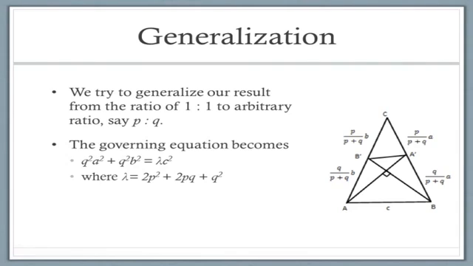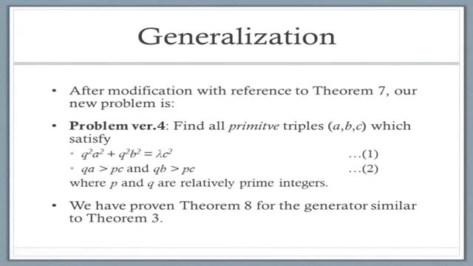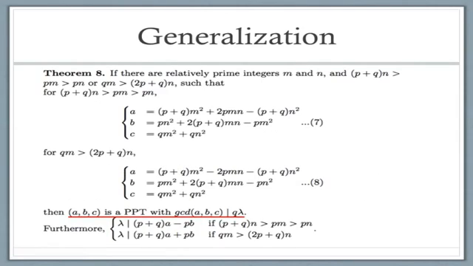And later on, we want to generalize our findings from the side ratio of 1:1 to arbitrary ratio P to Q. And the governing equation becomes as follows. And after modification, with reference to theorem 7, we'll extend our problem to finding all primitive triples which satisfy the new governing equation and the new inequalities. And we also find a generator for finding these solutions in theorem 8.